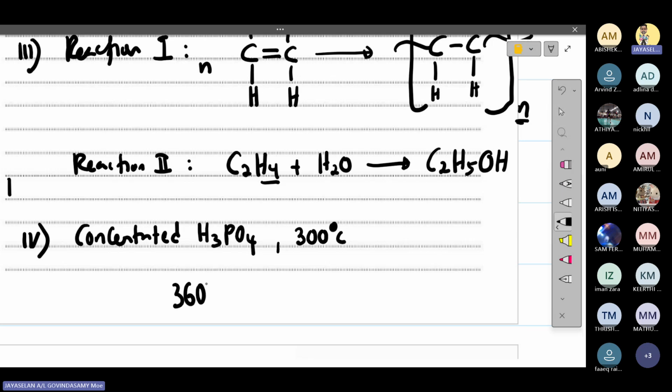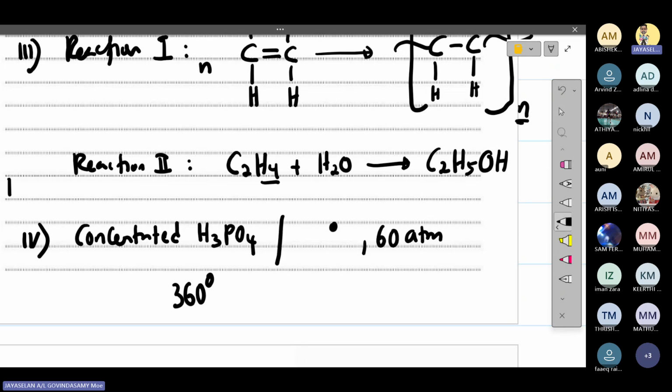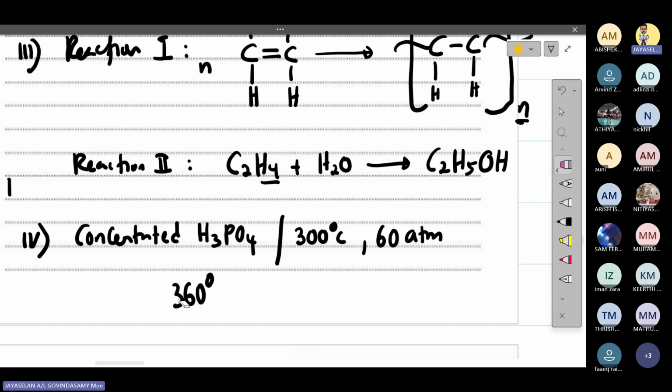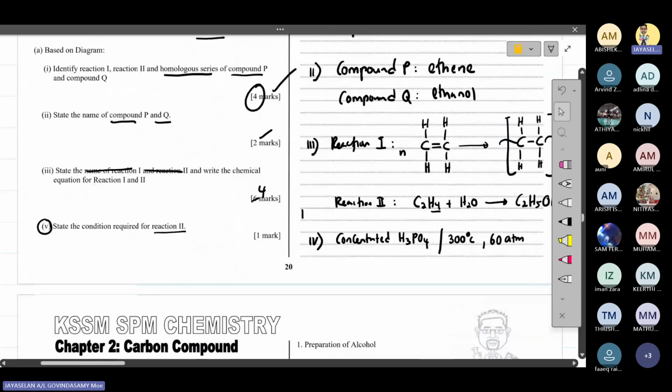You all remember, one complete cycle. 300 degrees Celsius. Pressure 60 atm. In the SPM, they need only one. Either you write this only, or you write this only, you get 1 mark. Either one is fine. But now I want y'all to write down both. In the exam, if you write 1, you get the mark. Any question? This is a short essay question, so it shouldn't be a problem.